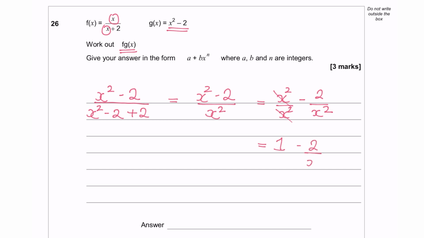Minus 2 over x squared, but in the answer they want it as a power. So remember, when something's on the denominator as an index, we can do it as a minus. So we get 1 minus 2x to the minus 2.